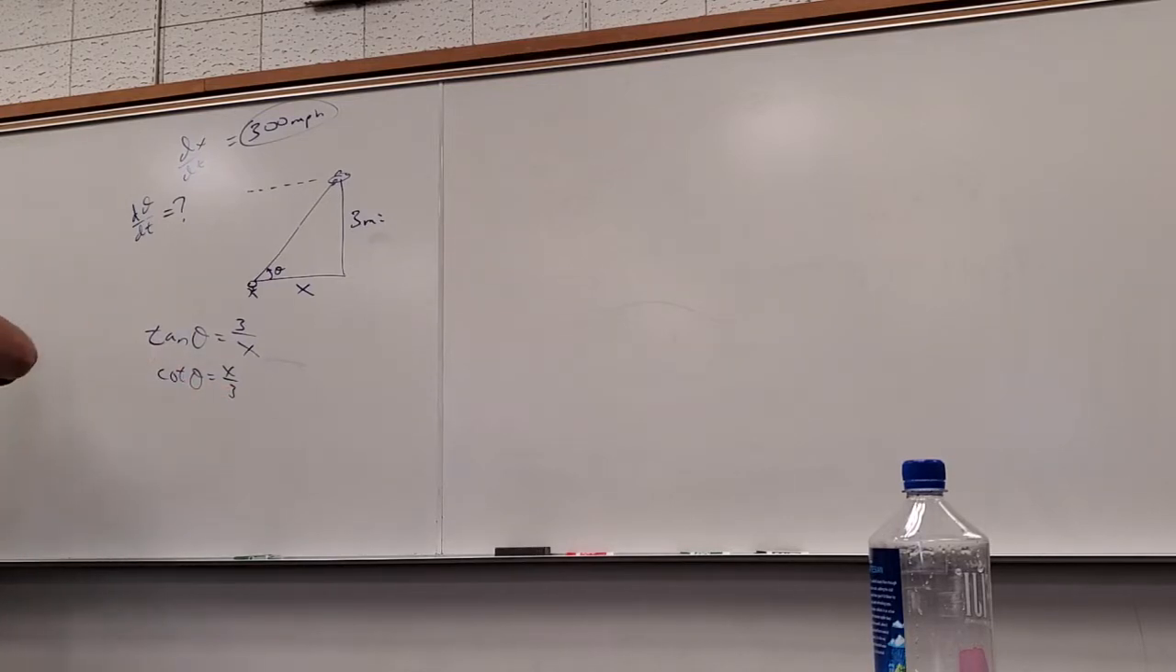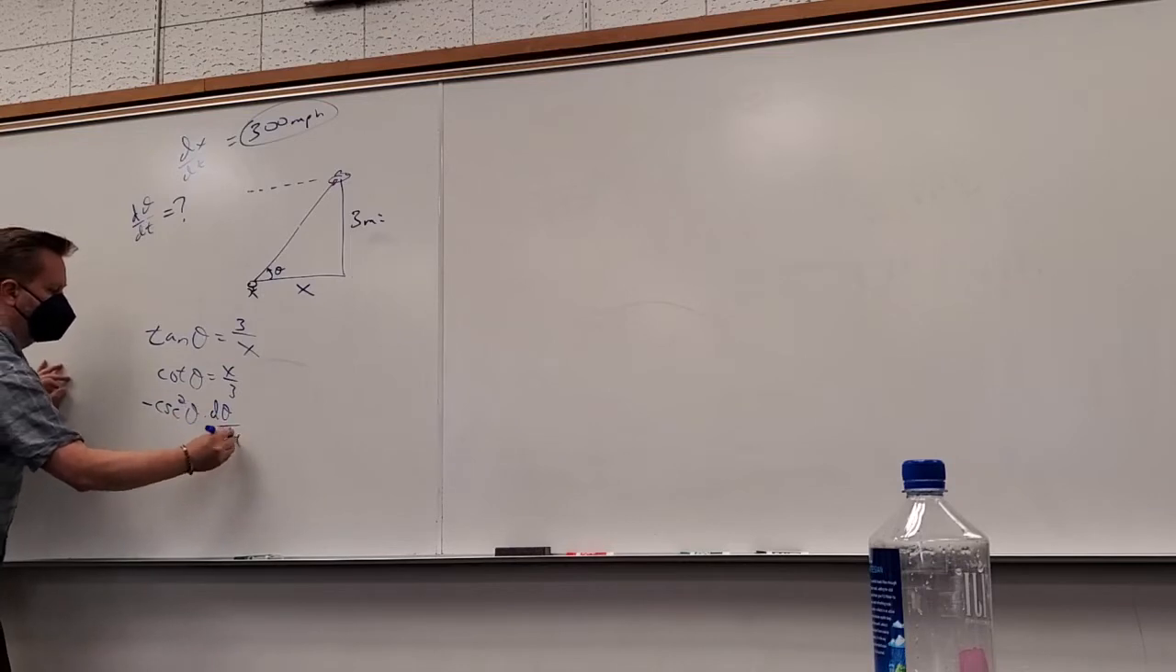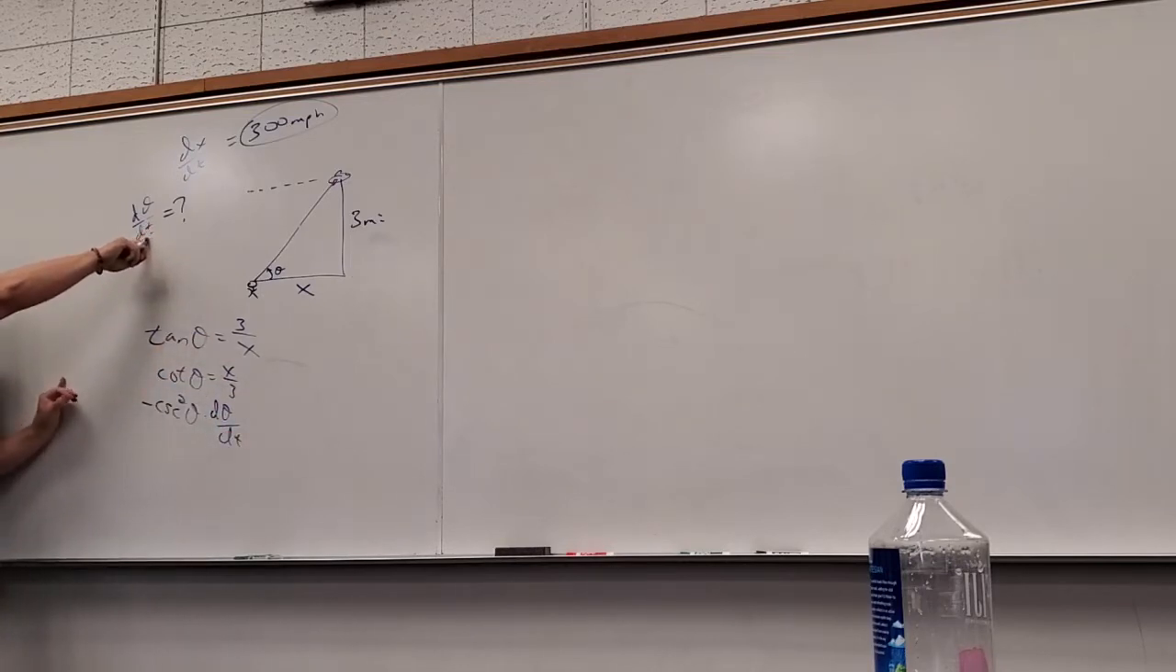So this is the big thing with related rates. It's like implicit differentiation, but very often with respect to time. So what does that mean is going to happen? The derivative of cotangent is negative cosecant squared. The derivative of theta with respect to time, which is good, because that's what they asked me for, right?